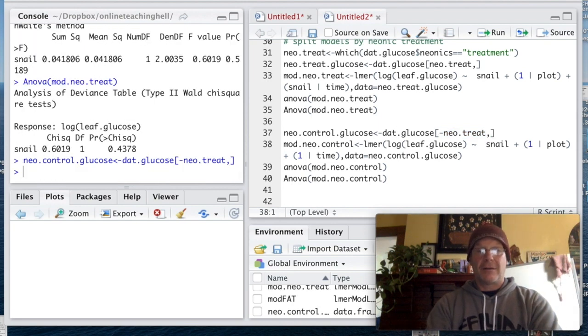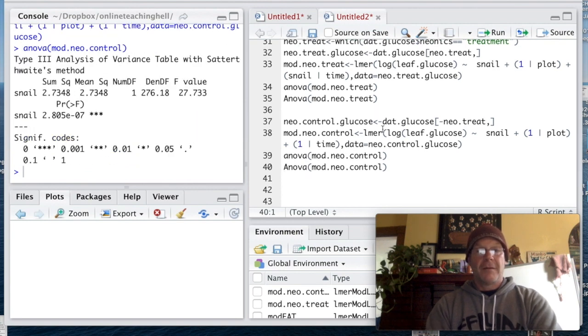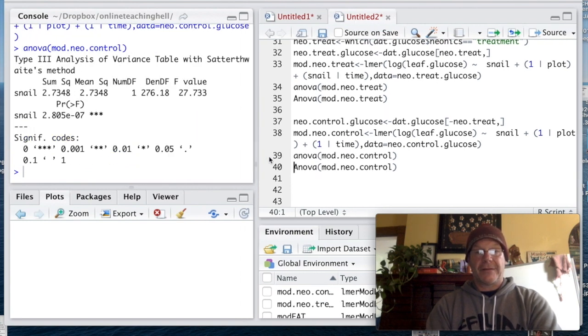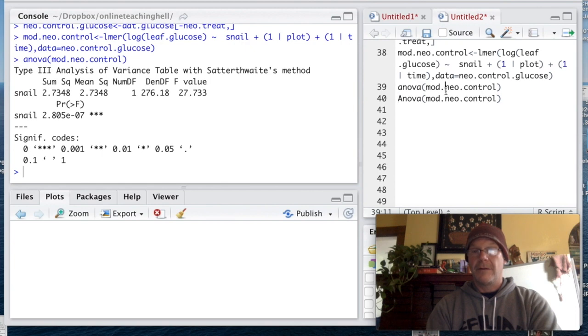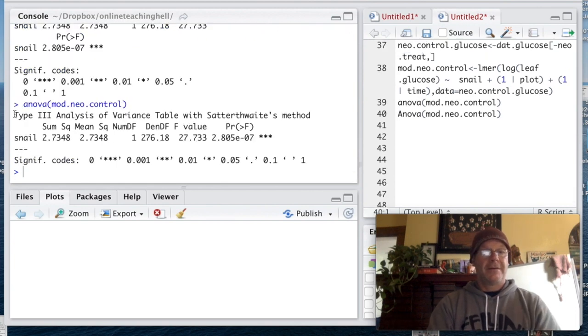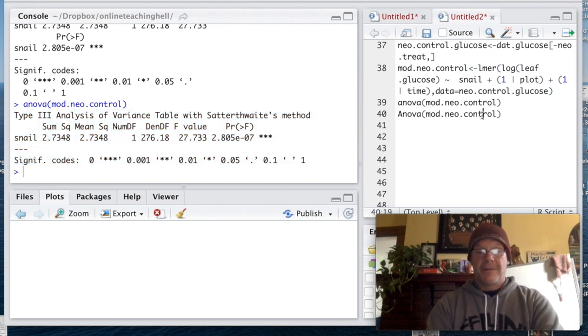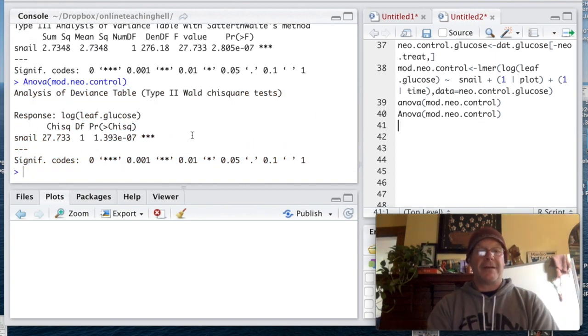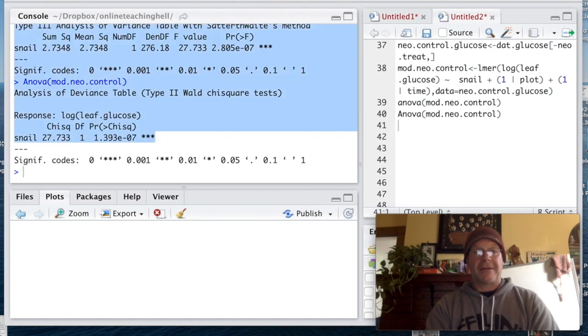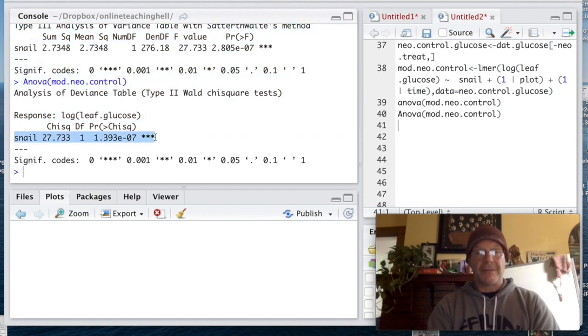I can go ahead and run that, run the ANOVA on that, and it looks like it's significant. Okay, here we have it. So we would reject the null hypothesis and accept the alternative that snails are important for predicting leaf glucose. And likewise, using the Wald chi-squared test, we would arrive at the exact same statistical inference right there.